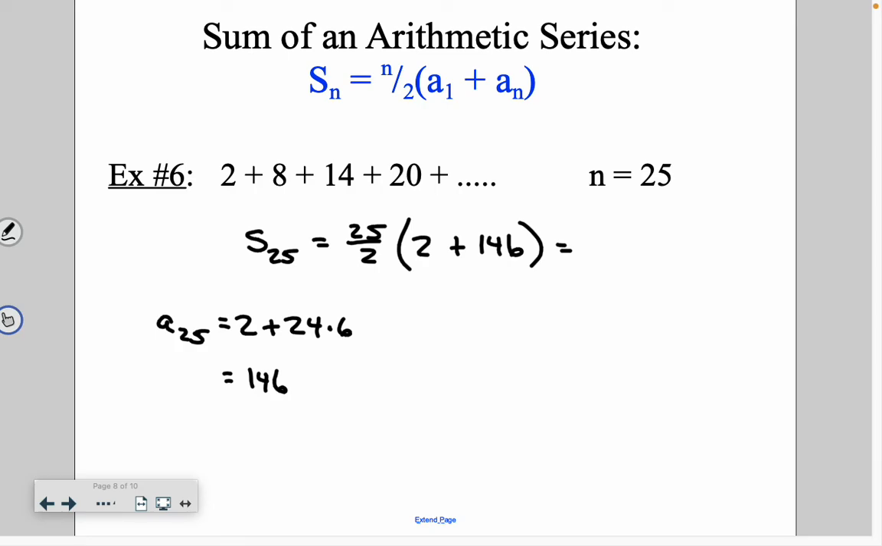I'm guessing you're going to get a decimal. No, I think it comes out 1850? 1,850. That sounds right. So notice, it's a whole lot quicker than writing out all 25 terms and then trying to add them all up. Okay? We can find it using this formula.